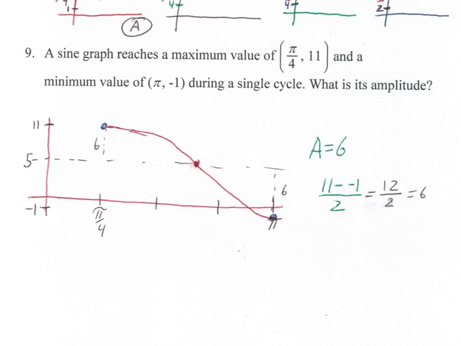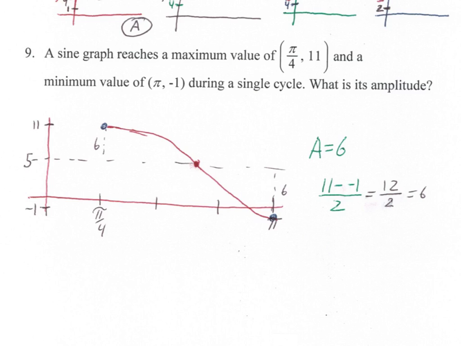All right, number 9. A sine graph reaches a maximum of this and a minimum of this in a single cycle. What is the amplitude? Be careful. We just want the amplitude. All right, so we start with pi over 4 is 11. So at pi over 4, we're up 11. At pi, it's negative 1.